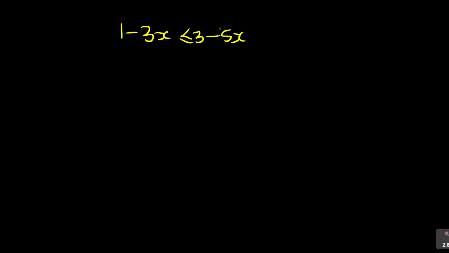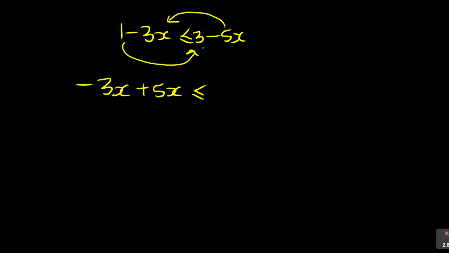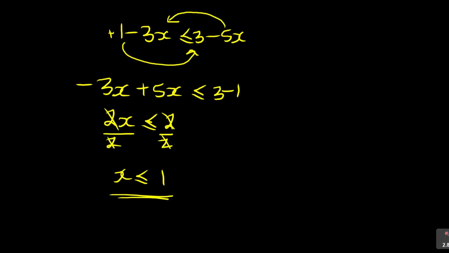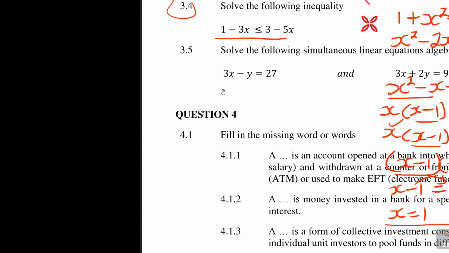So how can you do? Take minus 5 to the other side, take 1 to the other side. So it will be minus 3x, negative 5 will become plus 5x is less than or equal to, then you've got 3, the positive 1 will become minus 1. So minus 3 plus 5, it's 2x, is less than or equal to 3 minus 1 is 2. But how do you separate 2 from x? You divide, because it's multiplying. Opposite of multiplication is division. So x is less than or equal to 1. That was that, to solve in here.